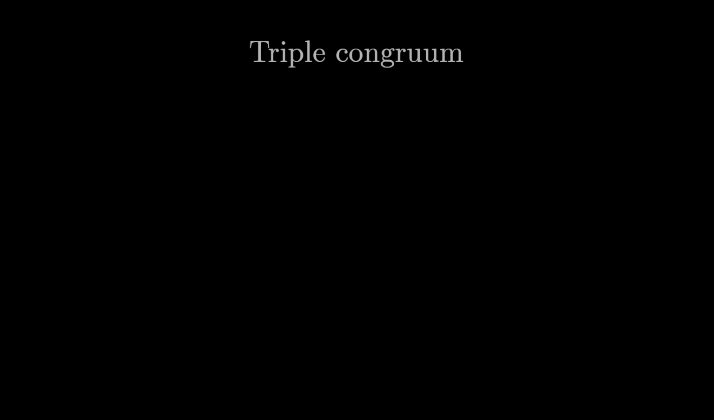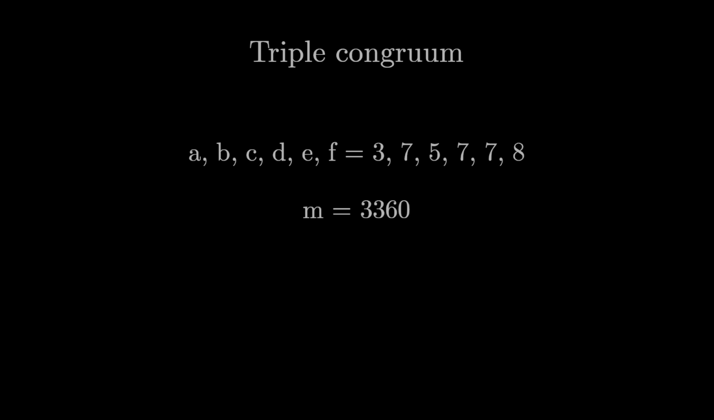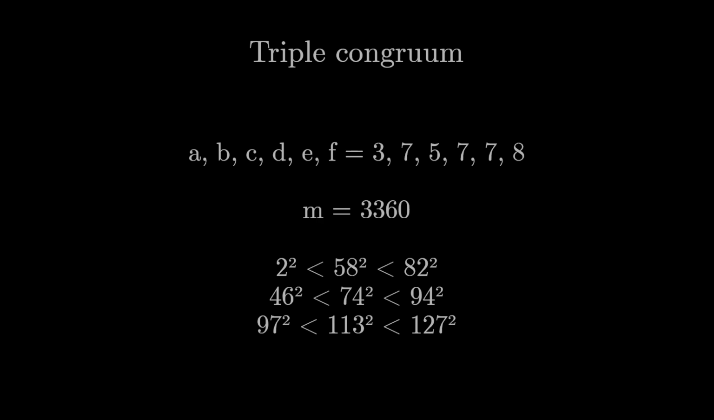Yes, it does. For example, if we take A, B, C, D, E, F as 3, 7, 5, 7, 7, 8, then we find M equals 3,360, and all the squares are written like this. Now you might notice some problem right there, because the two middle ones are not in the correct order.